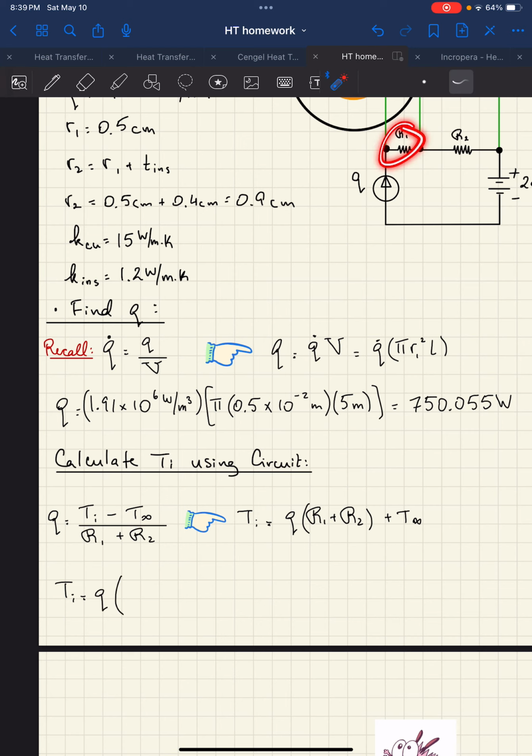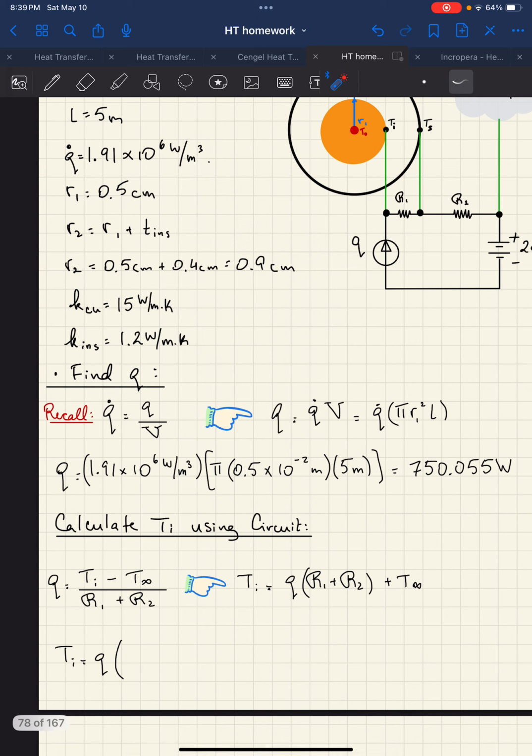R1 is the conduction thermal resistance for the insulation. This time it's going to be a little bit different because it's a cylindrical geometry. Before it was L over kA because it's Cartesian coordinates, but in cylindrical it's going to look different. You're going to have a natural log in there. We got natural log, and we got to take the outer radius divided by the inner radius. And I'll explain exactly what those radii are. Divided by 2 pi k of the insulation times the length of the cable.